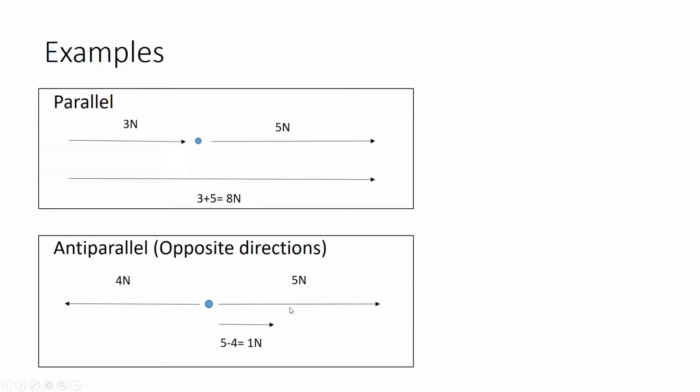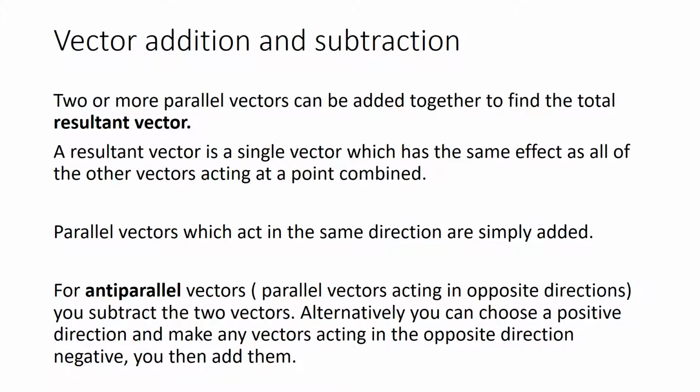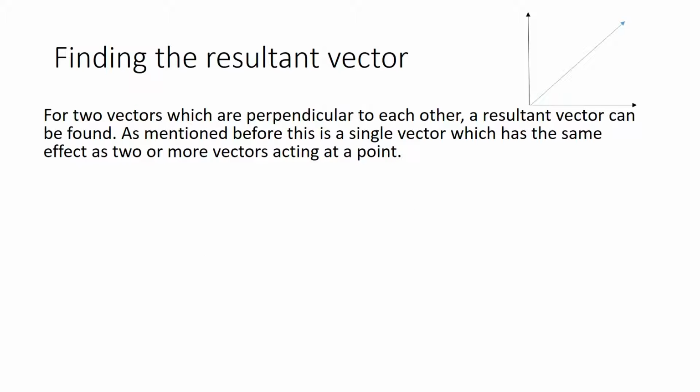And for adding vectors, there's nothing harder than that if they're parallel. The next topic is finding the resultant vector. So as already mentioned, the resultant vector is a single vector which has the same effect as 2 or more vectors acting at a point or acting on an object or whatever. So if 2 vectors are perpendicular to each other, a resultant vector can be found simply using Pythagoras.